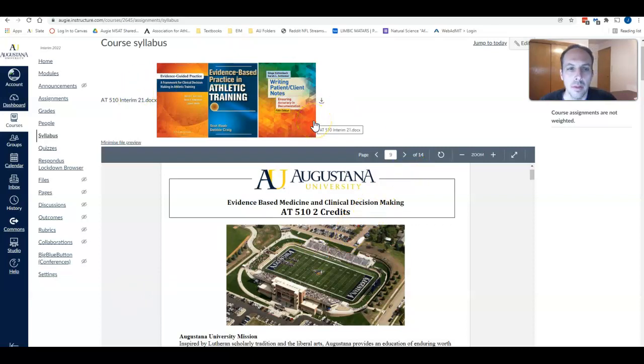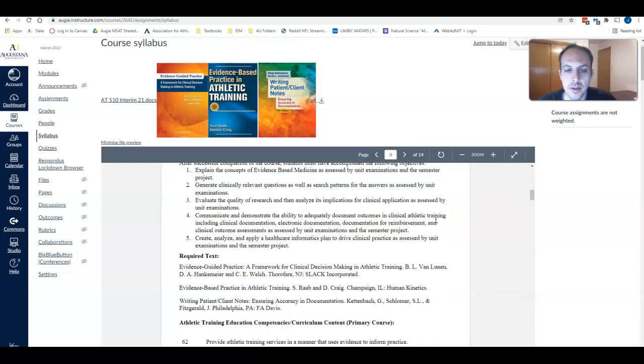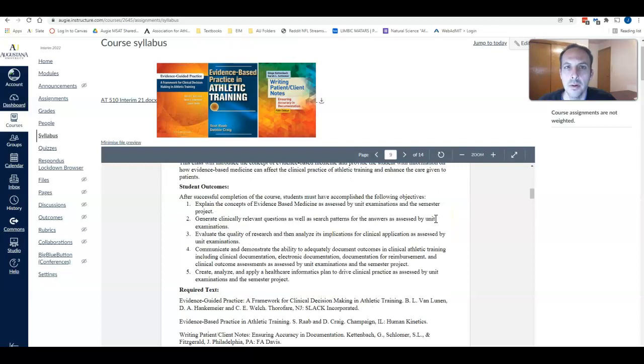We've got 3 books for this course, and you can see those here. This is going to be the primary lecture book with supplemental from this one, and then this will be the semester project. And the course is divided into 2 different major components based on the course objectives. The first 3 objectives, looking at the concepts of evidence-based medicine again, specifically the clinically relevant questions, and evaluating the quality of research and analyzing their implications, are going to be the focus of the lecture and unit exam components.